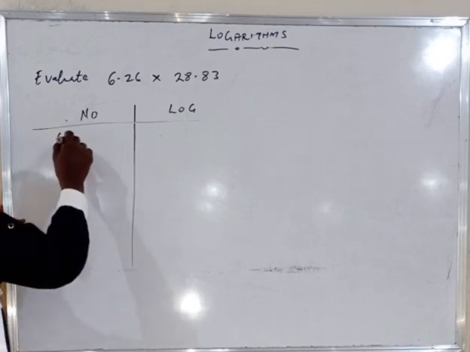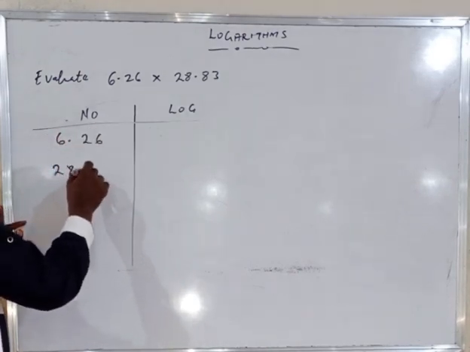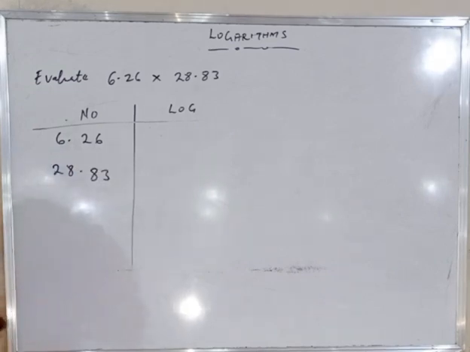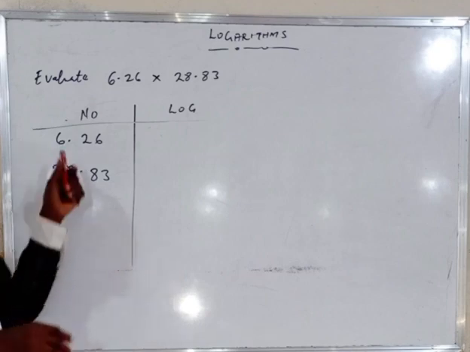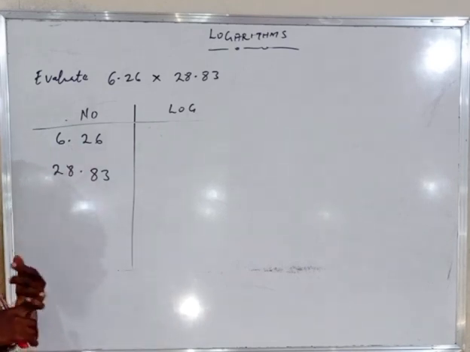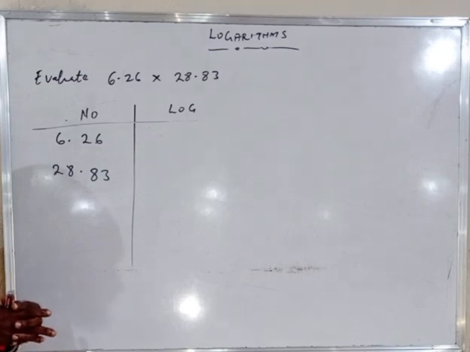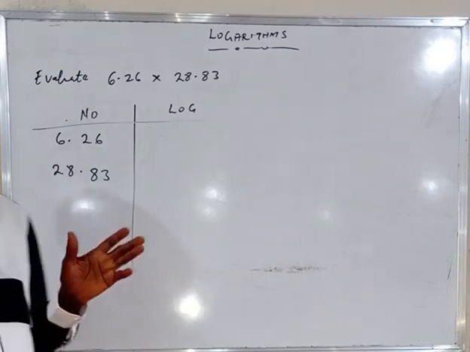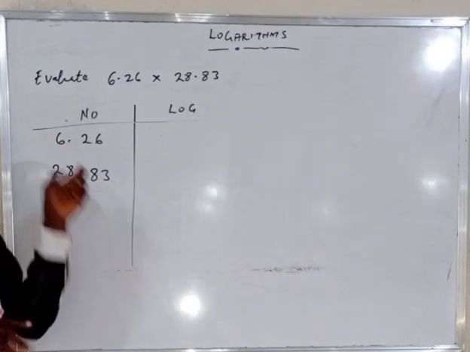Now, the first number we have is 6.26, followed by 28.83. Before you lay your hand on the four-figure table, there is one primary assignment you are going to do. That is called characteristic. Is it clear? That characteristic is similar to expressing this number in standard form.